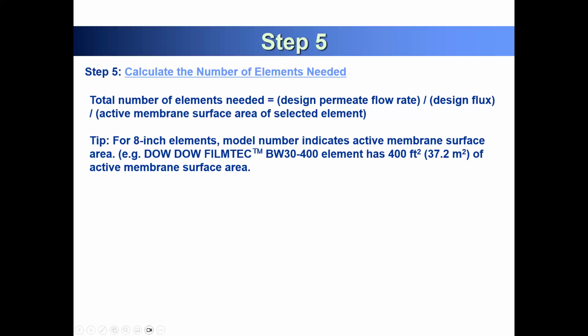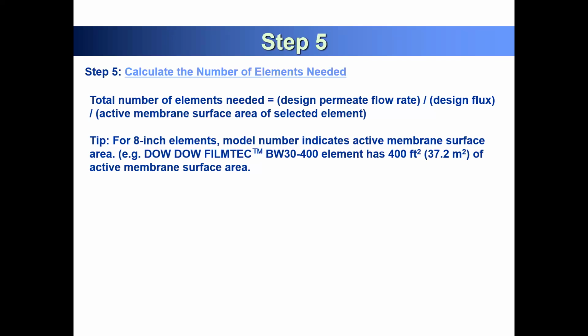So every element has different surface area of membrane. The LMH means how much water passes through 1 square meter of membrane surface area into your permeate. So this 8-inch element model number indicates the active layer. The Dow Filmtec BW30 we decided for this element has 37. So one element contains 37 square meter in a spiral wound element type. So we have information, 37 square meter of active layer surface.